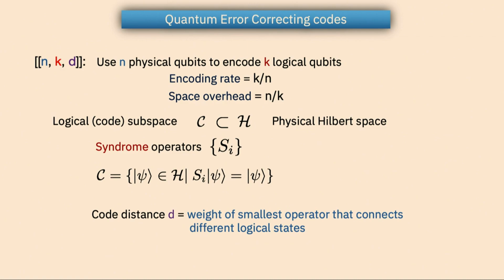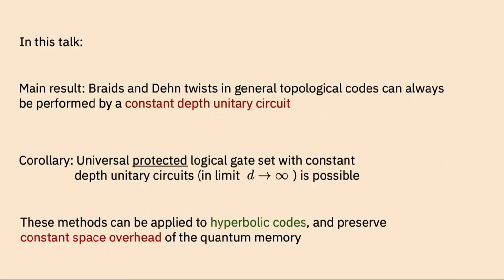So we are interested in the question of what the ultimate space-time overhead costs are for quantum memory and also quantum computation. In this talk, our main result is that braids and twists in general topological codes can always be performed by constant depth unitary circuits, which implies a universal protected logical gate set with constant depth unitary circuits is possible. And when I apply these methods to hyperbolic codes, we can also preserve the constant space overhead of the quantum memory.